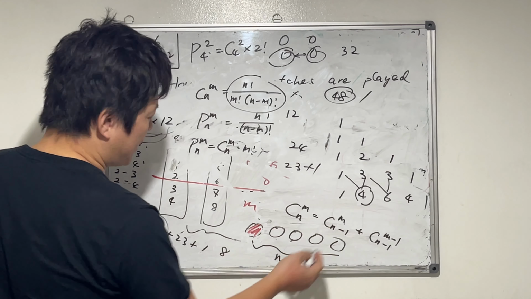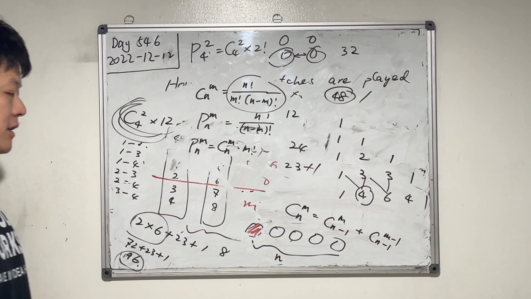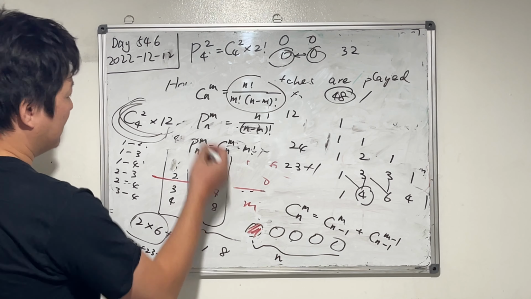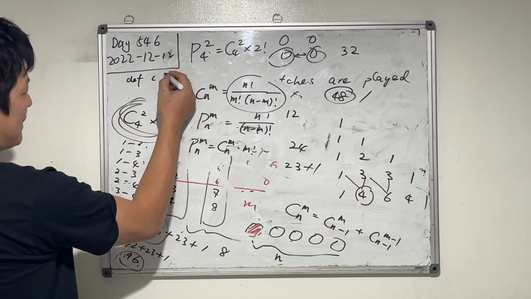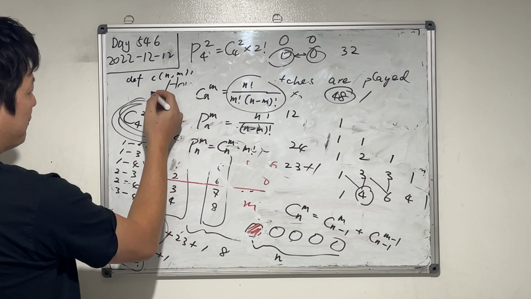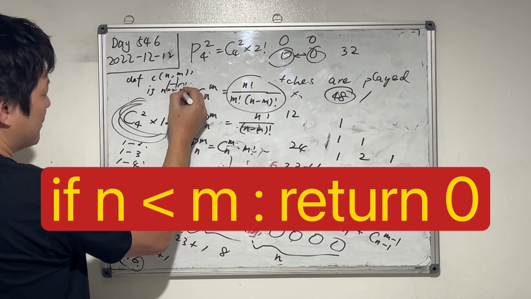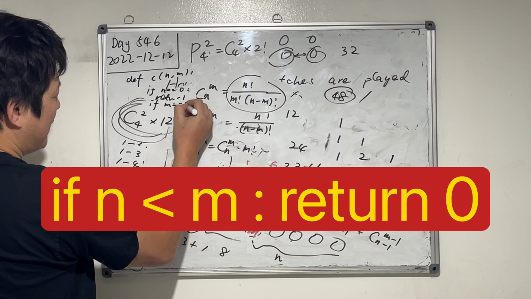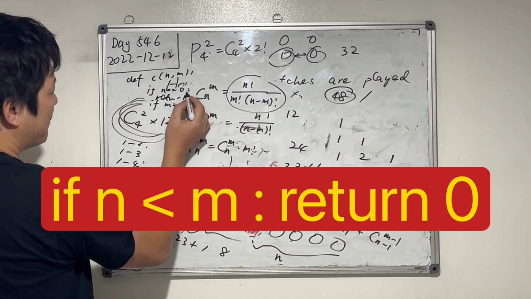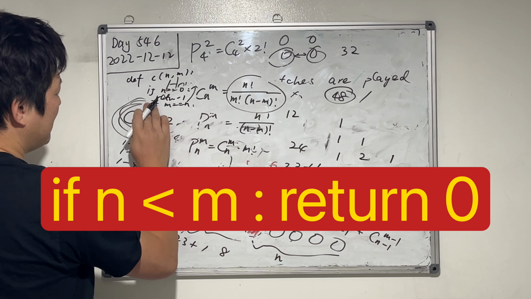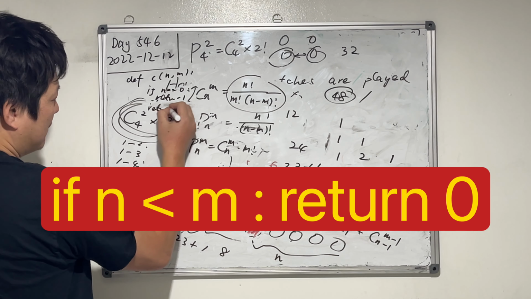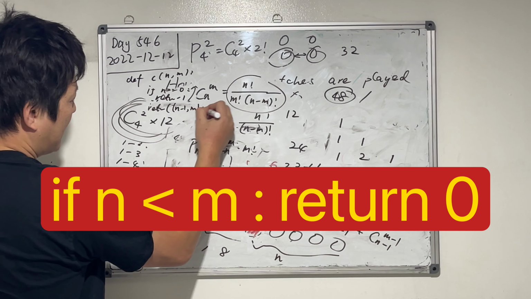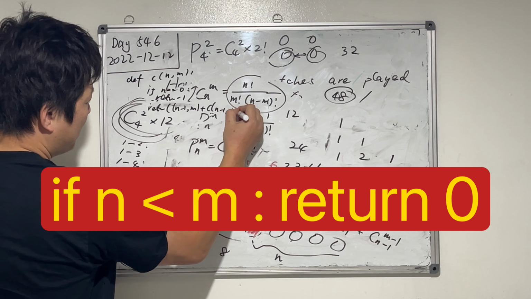So with this equation, we can implement this using recursion or iteration. With recursion, we can easily write something like this. Define C of n and m, and then define the boundary. If n equals 0 or m equals n, return 1. Then return c(n minus 1, m) plus c(n minus 1, m minus 1).